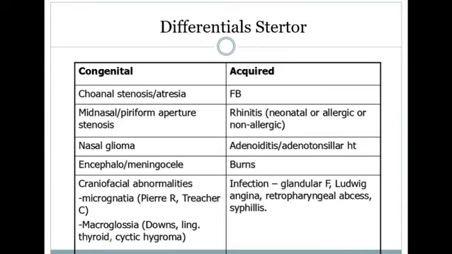Congenital causes of stertor are really rare. Perhaps the commonest one is choanal atresia or choanal stenosis. Where is your posterior choana? Anybody? Where's your posterior choana?